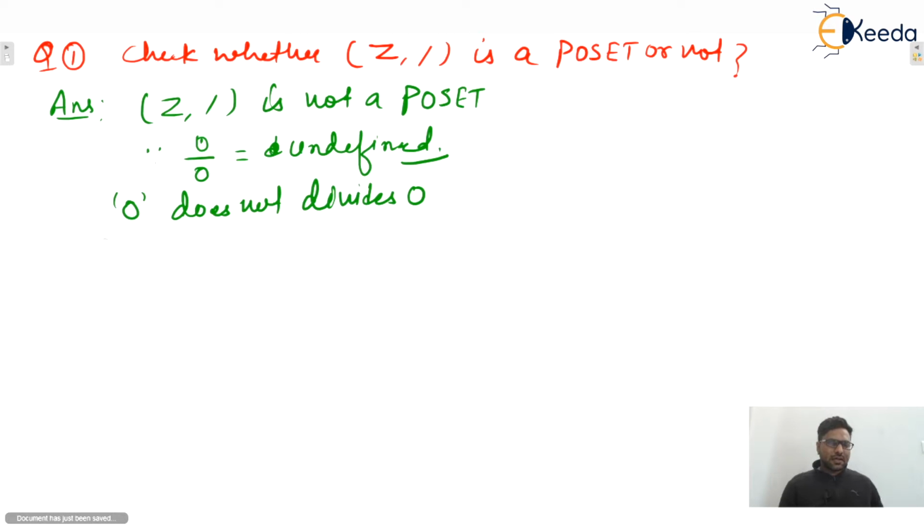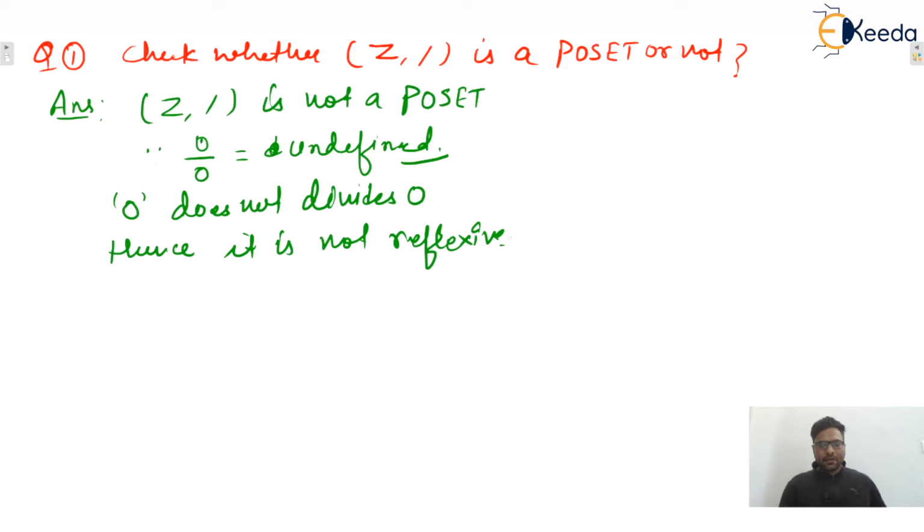Hence it is not reflexive. Why? Because every element belonging to this particular set must divide itself. But here one counter example we can pick, that is 0. 0 doesn't divide itself. That's why it is not reflexive. And if it is not reflexive, then we can say that it is not a poset.